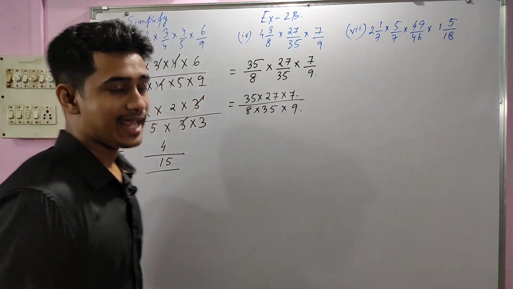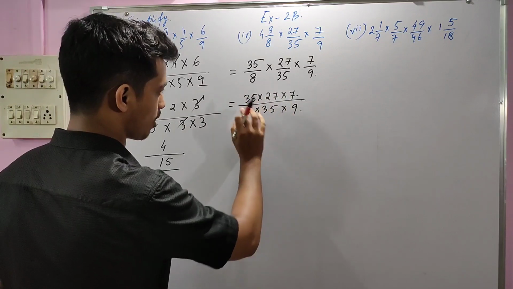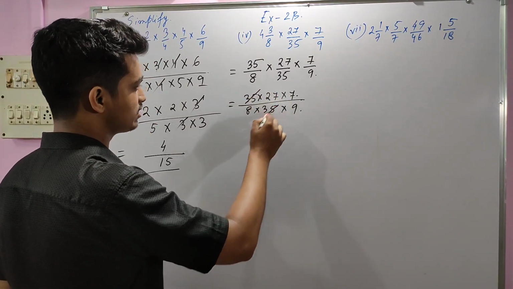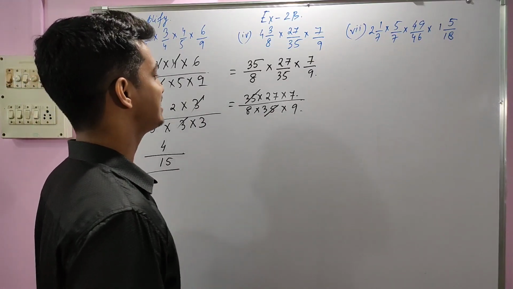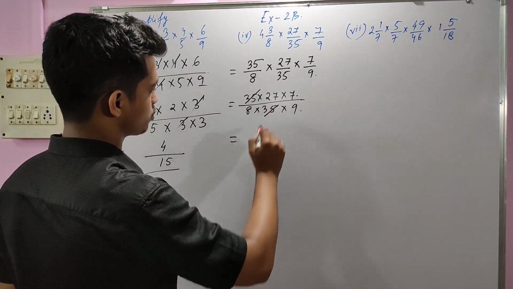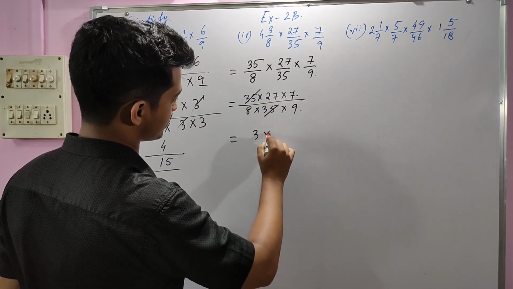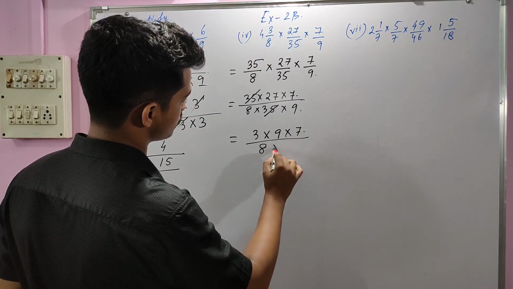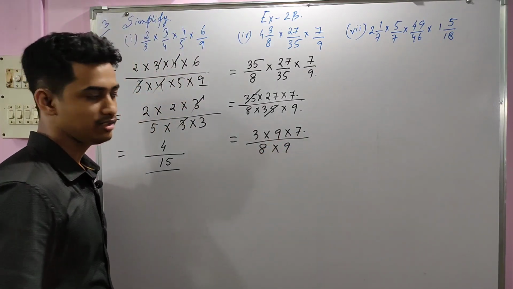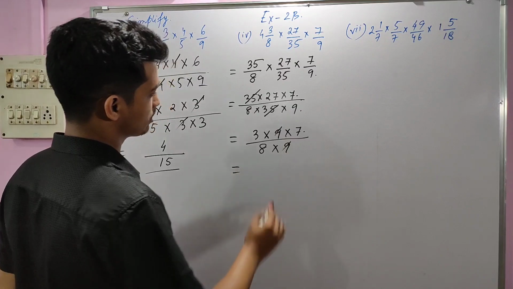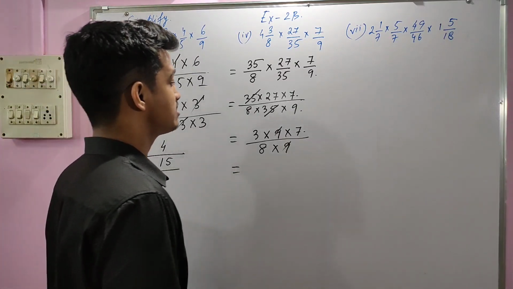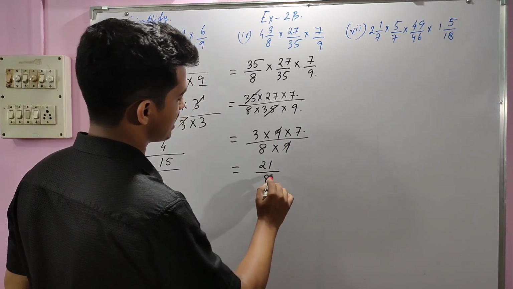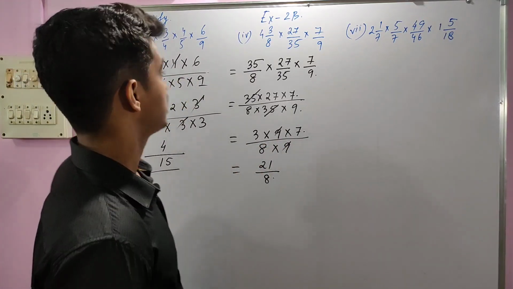So have you found any common factor between numerator and denominator? Yes, definitely 35 and 35, which will cancel out with each other. Now for 27 we can write 3 into 9 and 7 will remain same by 8 into 9. So again 9 and 9 will cancel out, and whatever the multiplication remains, that is our answer. So 3 into 7 is 21 by 8. So that is the answer for question number 3-4.